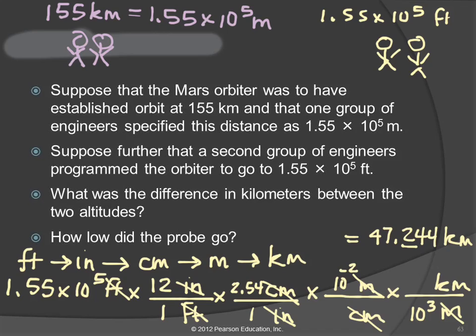So this is the distance that the yellow engineers were working with. Where can we write that? One guy's legs are falling off. Sorry about that.